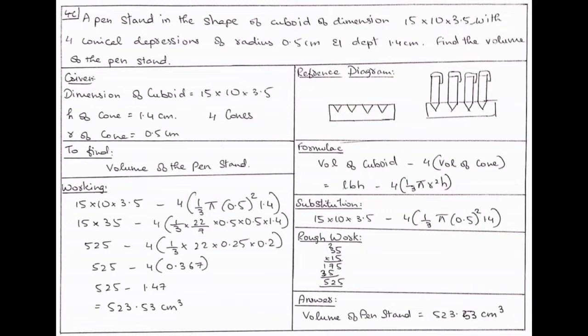So the formula will be volume of cuboid minus 4 into volume of cone, because there are 4 cones. So l b h minus 4 into 1 by 3 pi r square h. So we substitute it and get 15 into 10 into 3.5 minus 4 into 1 by 3 pi into 0.5 square into 1.4. So we multiply everything and subtract 525 minus 1.47. We get 523.53 centimeter cube, which is the volume of the pen stand.